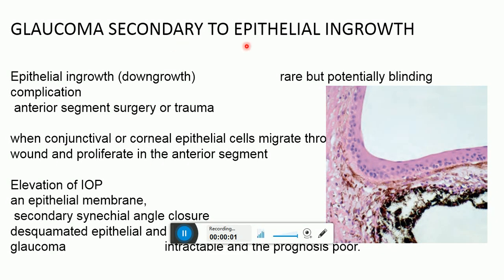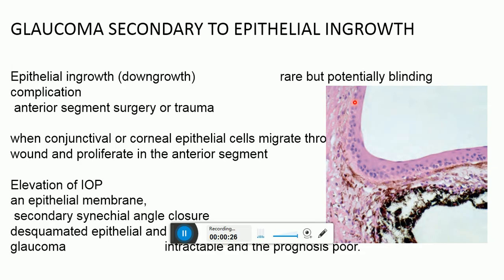Glaucoma secondary to epithelial ingrowth. Epithelial ingrowth or downgrowth is a rare but potentially blinding complication of anterior segment surgery or trauma, occurring when conjunctival or corneal epithelial cells migrate through a wound and proliferate in the anterior segment.